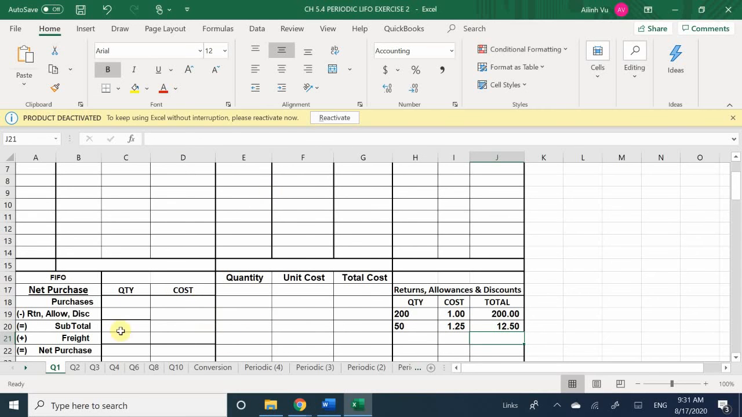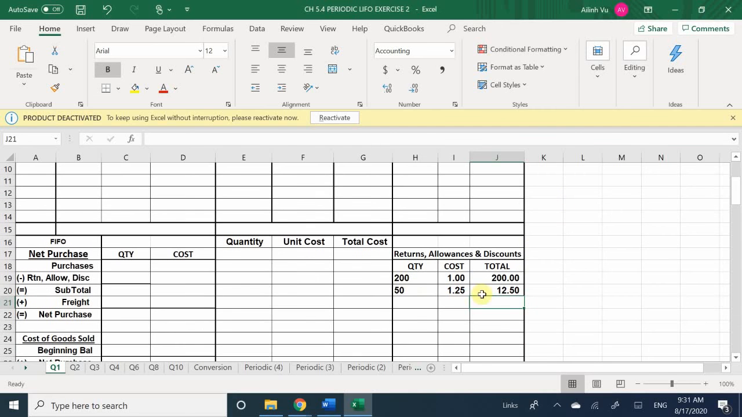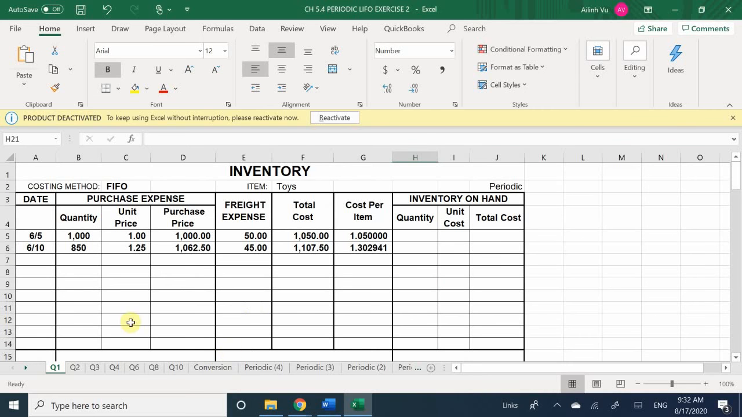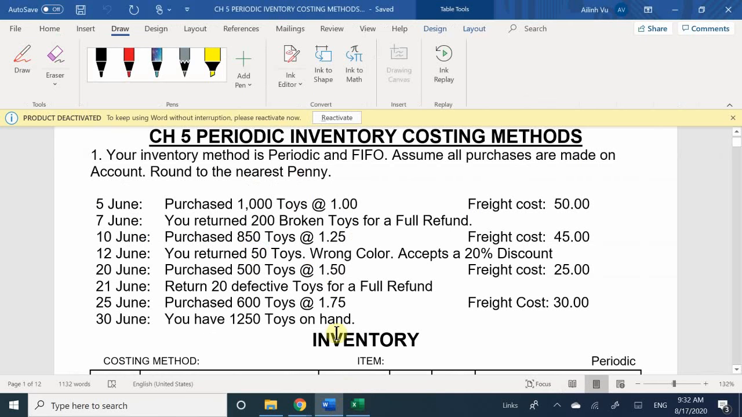Now we have to make sure we keep note of this. Did we really return 50 toys? No. So this number, it was $12.50, is going to be 0 because we didn't actually return anything. We just got the discount. And I totally forgot what we were supposed to be doing the whole time.